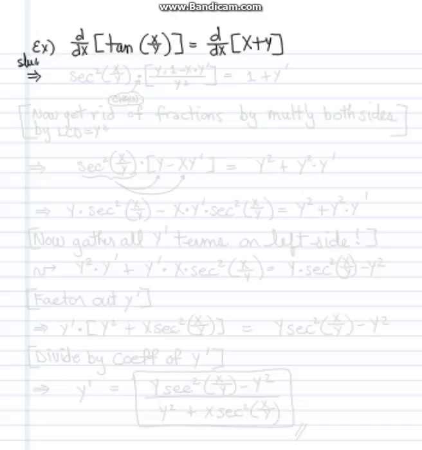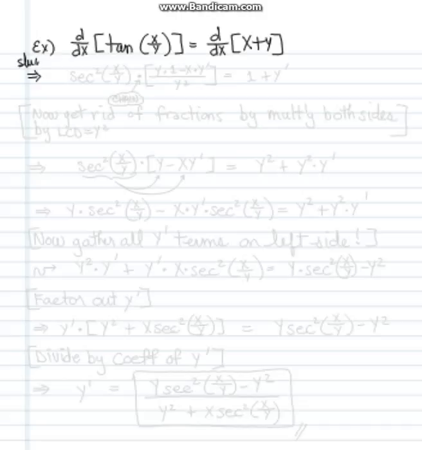We're going to take the derivative with respect to x of the tangent of the quotient x over y equals x plus y. So we'll take the derivative on both sides, and since we have vegetable soup here, the variables are all intermixed, we will use implicit differentiation.